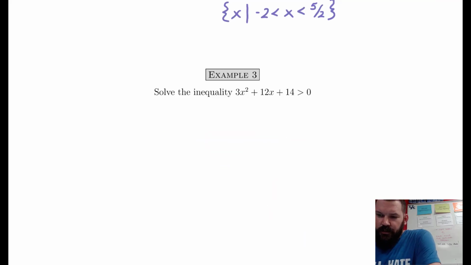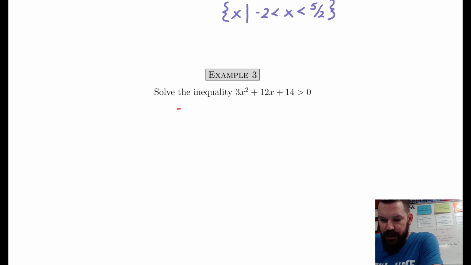For example 3, we have an inequality where it's greater than. You may not think to test this initially, but it's one thing that you'll probably want to start to consider. We know that this graph does open up because the term on x squared is positive. We can also look at 3 times 14, which is 42, but we can't come up with real factors of 42 that add up to 12. So we could do the quadratic formula to find the zeros.